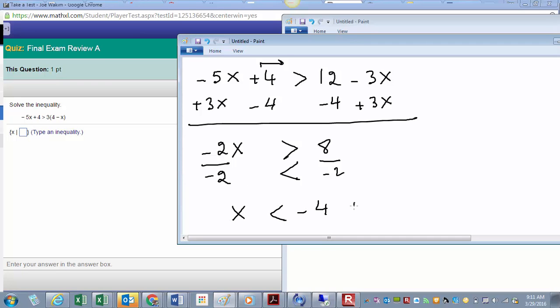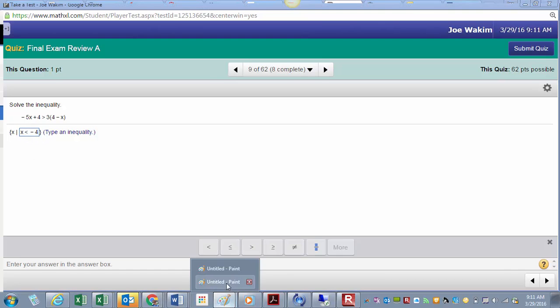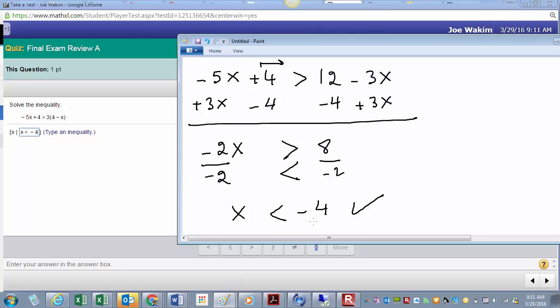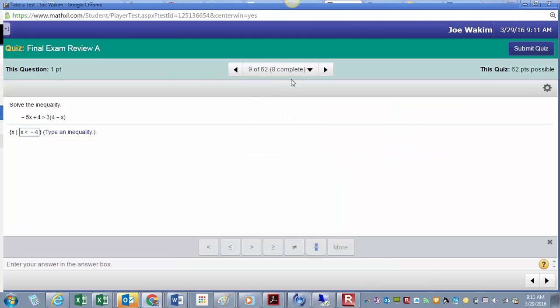Final answer. So here we have to write in inequality x such that x less than negative 4. Okay? And that's what we got here, right? We got x less than negative 4. All right, let's try the next problem here. Number 10.